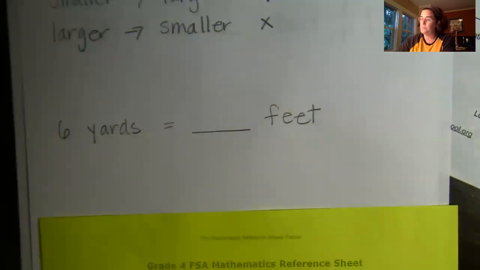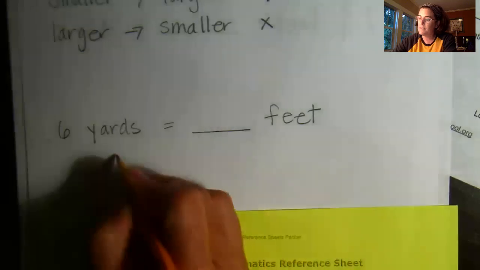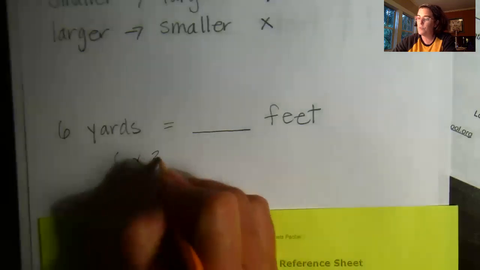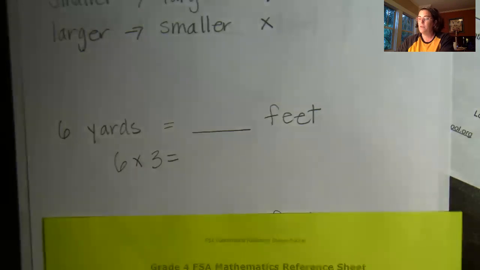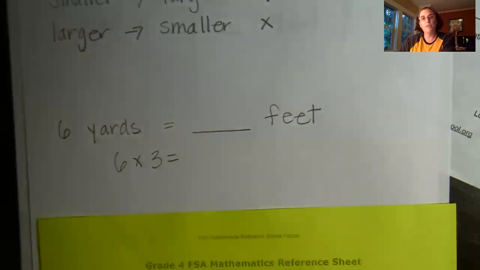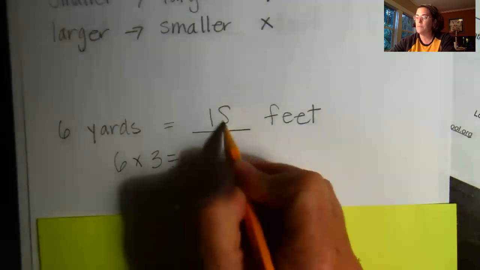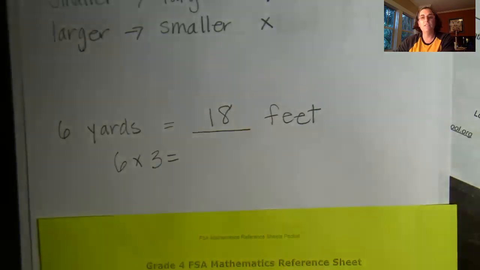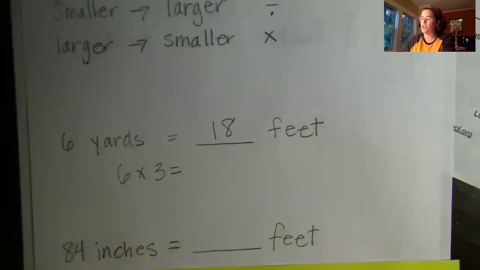So I'm going to set up my problem just like this. It's going to be 6 times 3 equals, because 1 yard equals 3 feet. If I'm trying to figure out how many feet are in 6 yards, I'm going to multiply it by 3. And 6 times 3 is 18. So 6 yards equals 18 feet. All right, let's try one where we're going from smaller to larger. So here I have 84 inches equals how many feet?